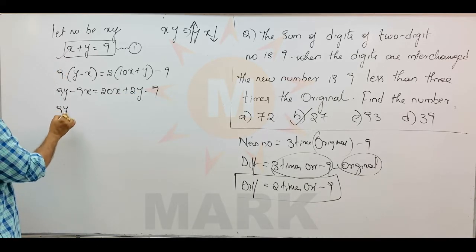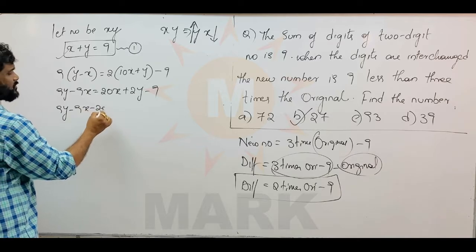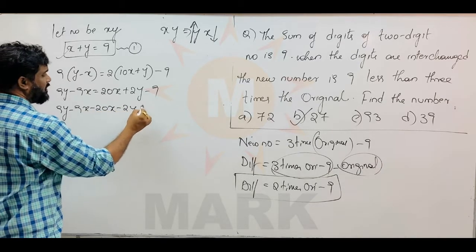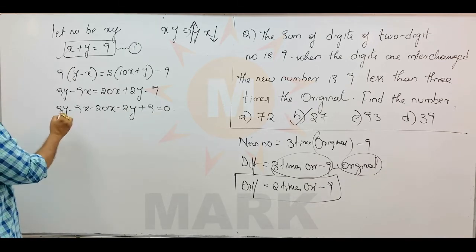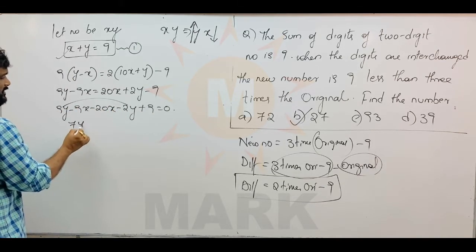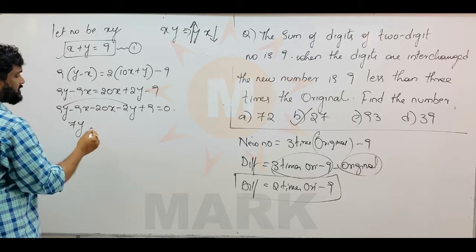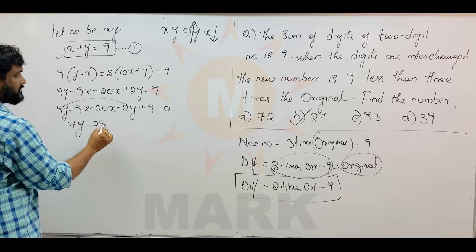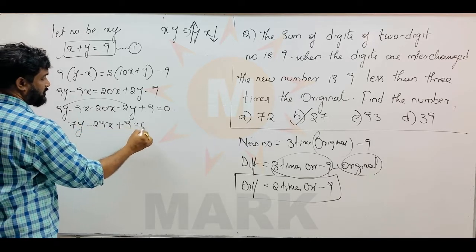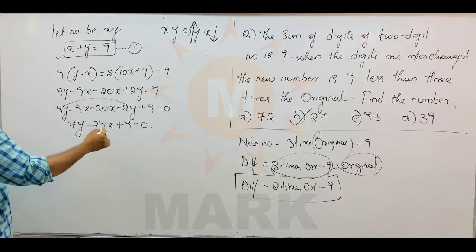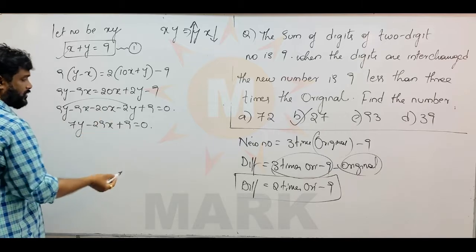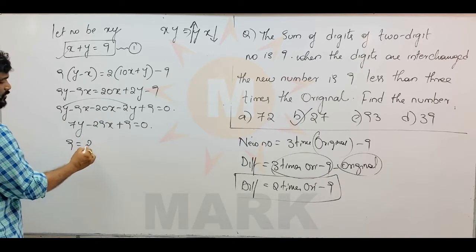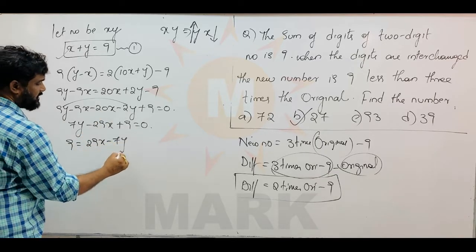Okay, so 9y minus 9x minus 20x minus 2y plus 9 is equal to 0. So 9y minus 2y, that is 7y, and 20x plus 9x is 29x. So 7y minus 29x plus 9 is equal to 0. Taking it to the other side, 9 is equal to 29x minus 7y. This is equation number 2.